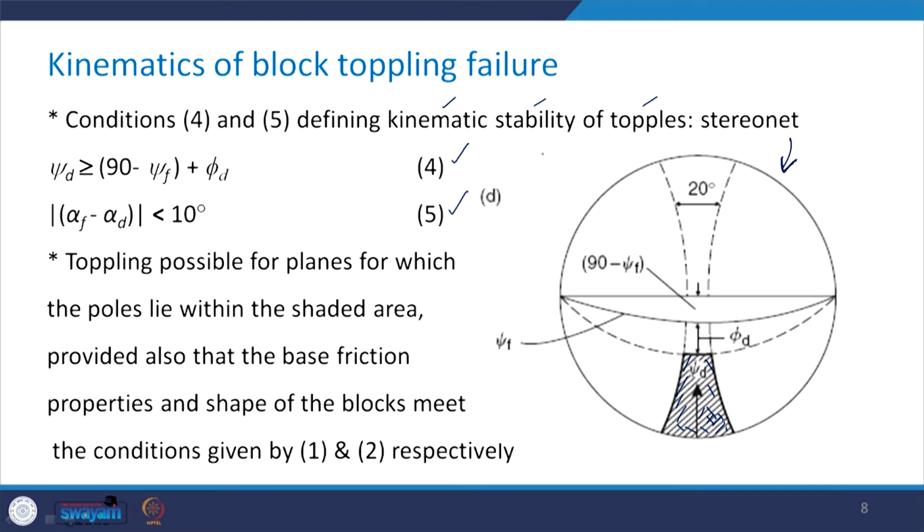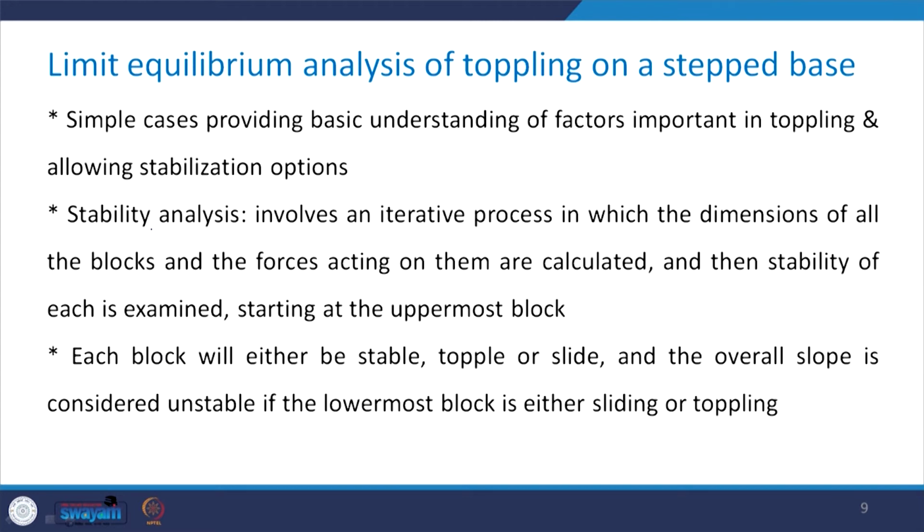Plus, the additional conditions which we already have defined with respect to equation number 1 and equation number 2 should be satisfied as far as the shape of the block is concerned. So, this condition plus the conditions given by equation number 1 and 2, all these should be satisfied for the toppling to occur along any plane.